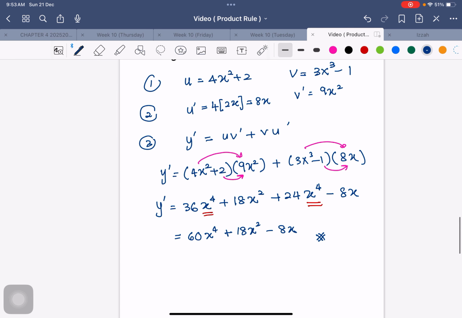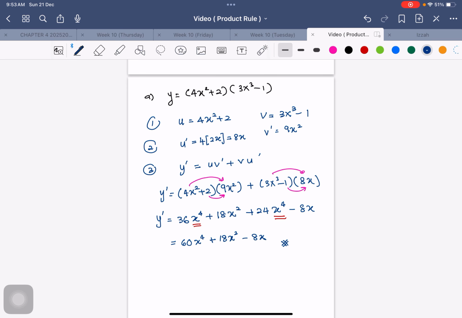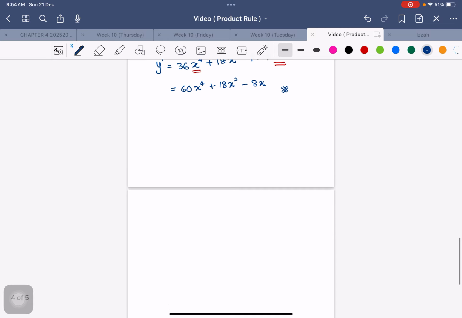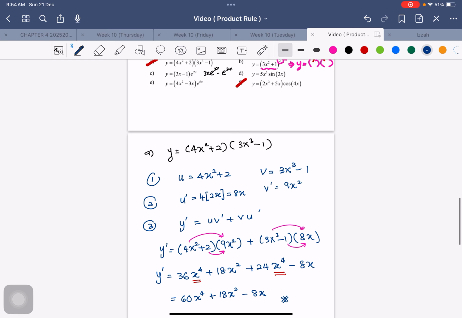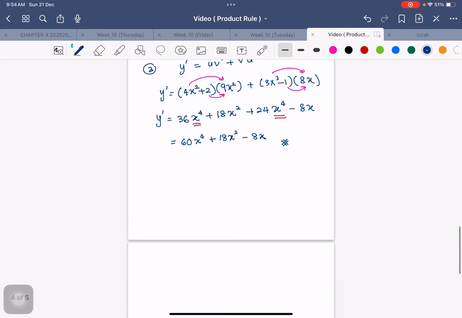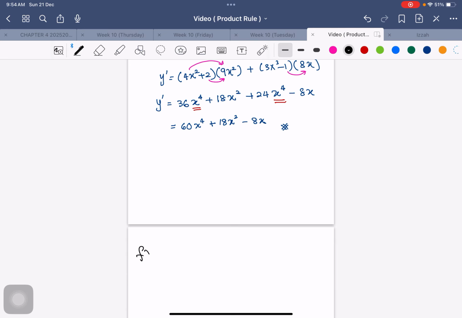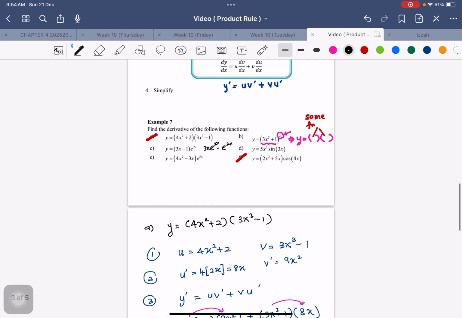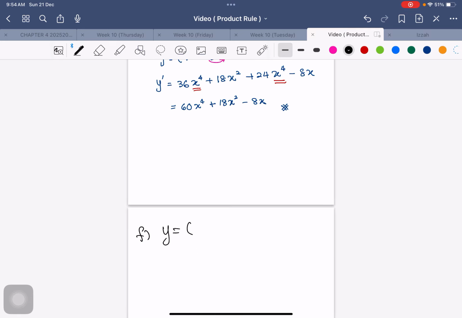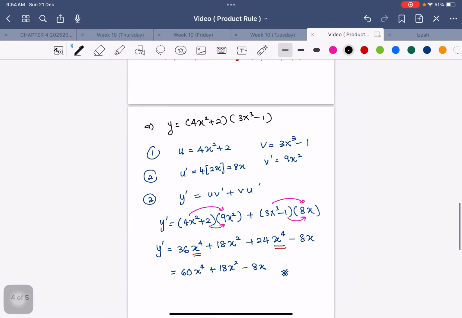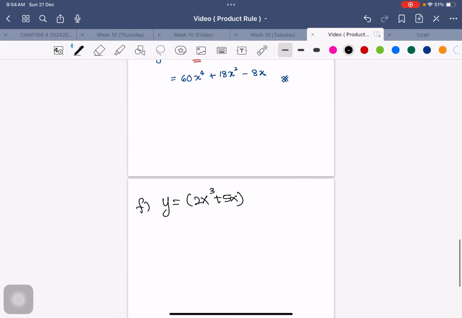Okay, so this is how product rule works. Okay, this is the simplest example how I can explain lah. Okay, so let's try more difficult one. Okay, which is F. Okay, so let's try F: 2x cubed tambah 5x multiply by cos 4x.